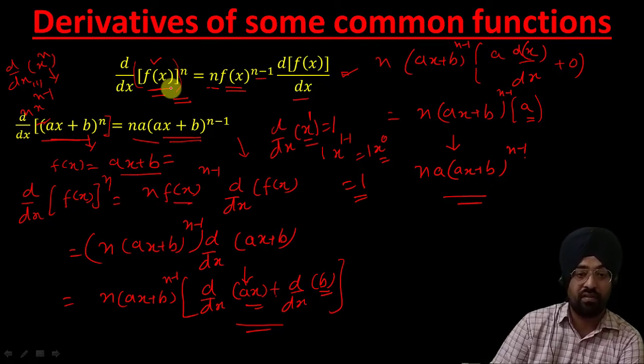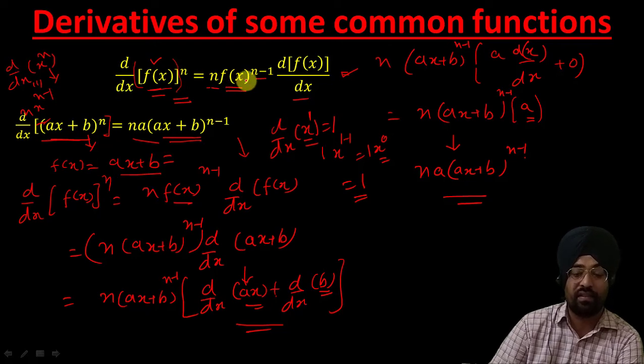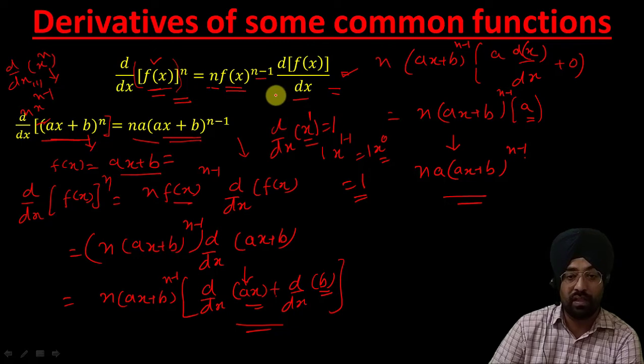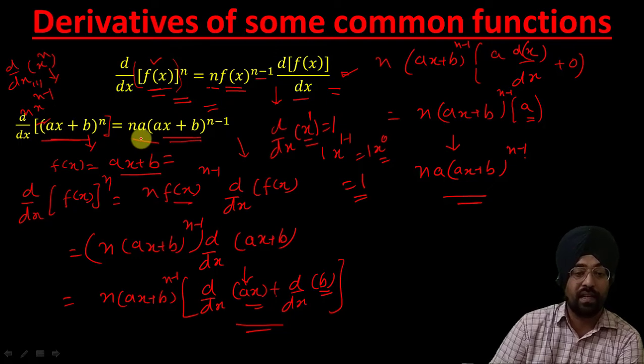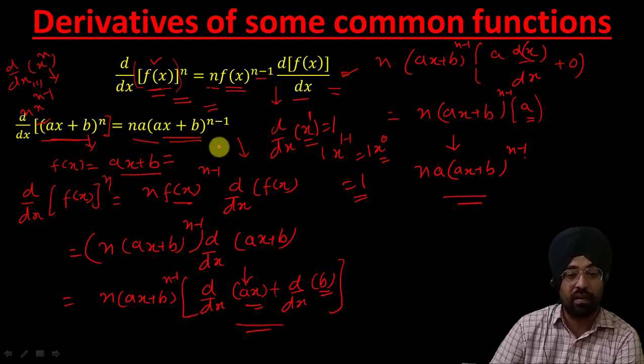The derivative of f(x) raised to the power n is equal to n f(x) raised to the power n minus 1 times the derivative of f(x). So by using this formula we have proved that d by dx of (ax plus b) raised to the power n is n a (ax plus b) raised to the power n minus 1. So that's how you apply this formula.